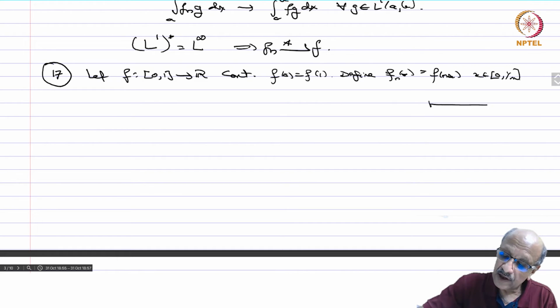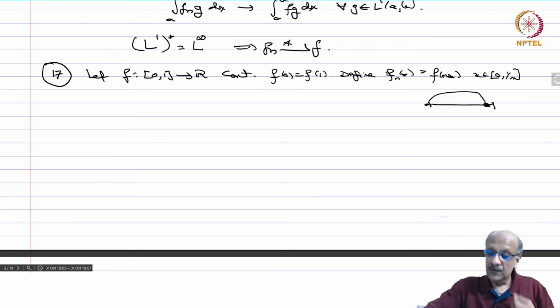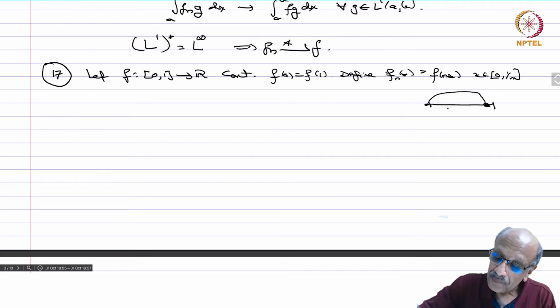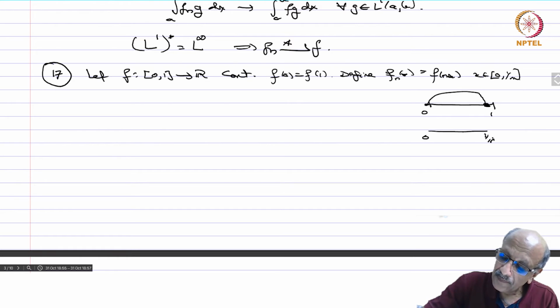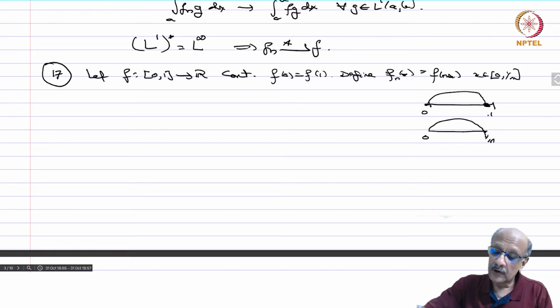So I have a function f which is say something like this. The end values need not be 0, I am just drawing it for the sake of the picture, this is [0,1]. So now you are taking [0,1/n] and then reproducing the same function. [0,1/n] going to [0,1] is given by x going to nx. So using that mapping of [0,1/n] to [0,1], we are redefining this mapping.